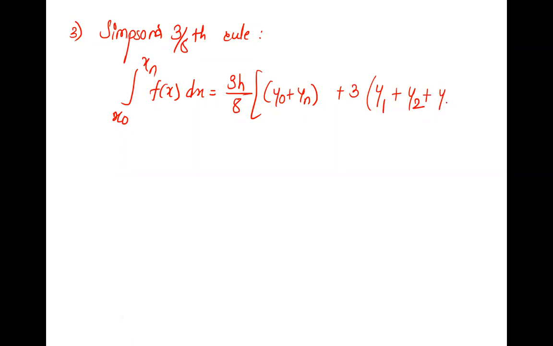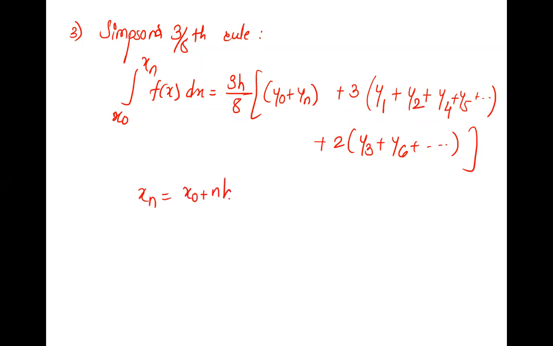So you are not writing y3, then y4, y5. You are not writing again y6 as it is a multiple of 3 and so on. Plus 2 times the multiples of 3, y3, y6, y9 and so on. So this is the formula where xn is again x naught plus nh. So h is here xn minus x naught upon n, and here n is the number of intervals.